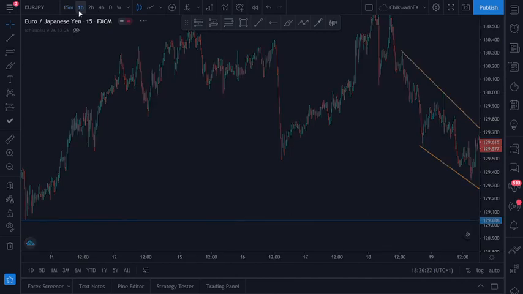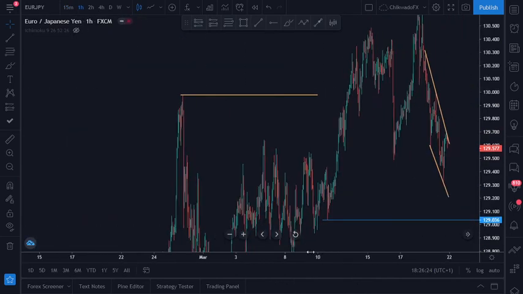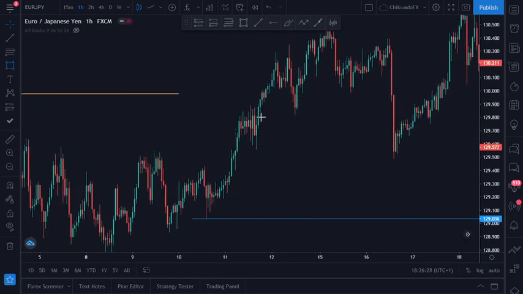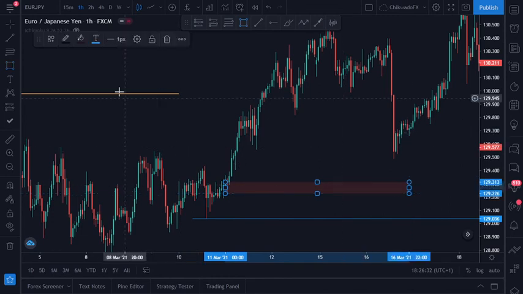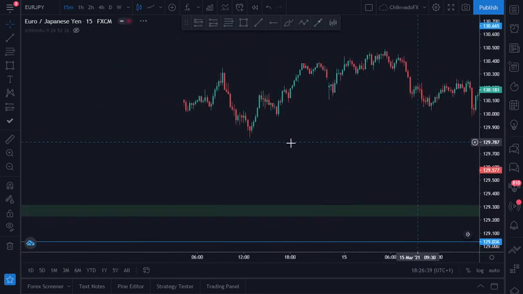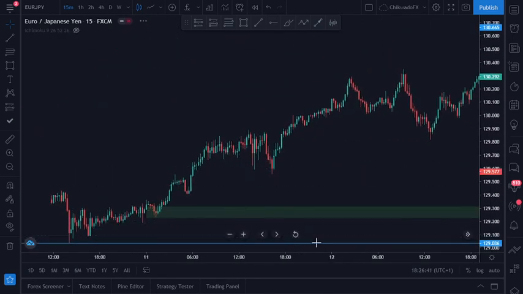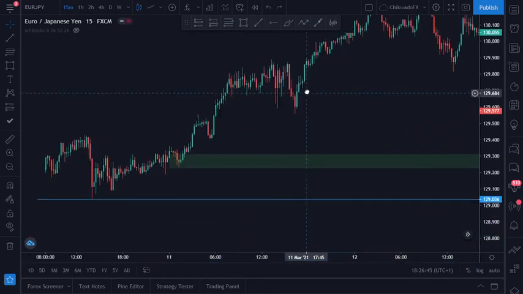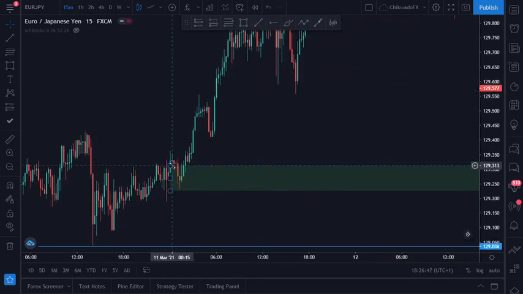Let me just mark that up immediately. If you look at this area here, you have this unmitigated zone. Let's make that green. And if you go down the time frame, you can see how this beautifully just aligns itself up.